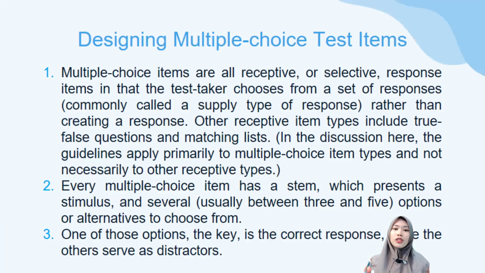And next, designing multiple choice test items. Multiple choice items are receptive or selective response items in which the test taker chooses from a set of responses rather than creating a response. Other receptive item types include true-false questions and matching lists. Every multiple choice item has a stem, which presents a stimulus, and several options or alternatives to choose from, usually between 3 and 5. And then one of those options is the key, the correct response, while the others serve as distractors.